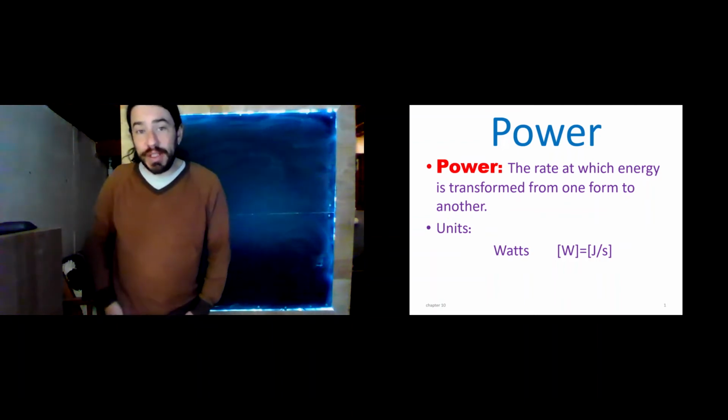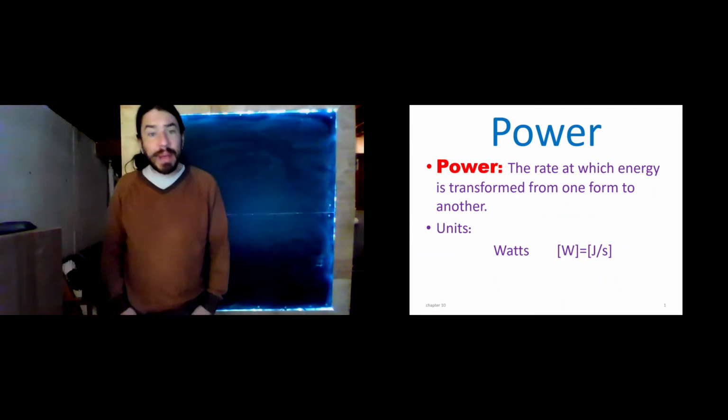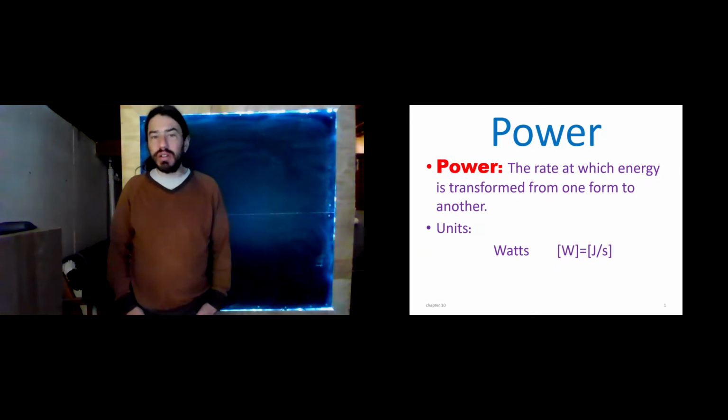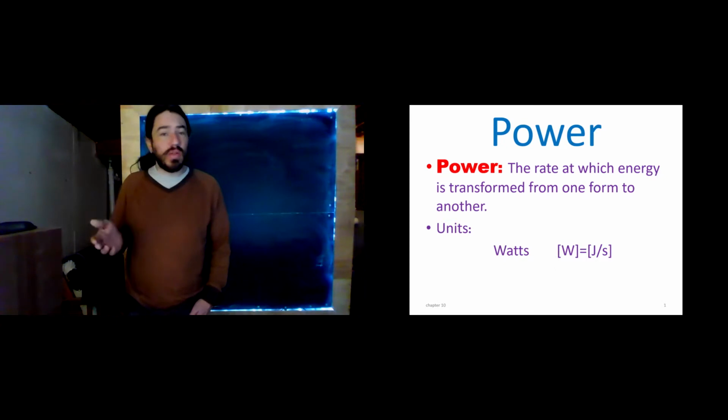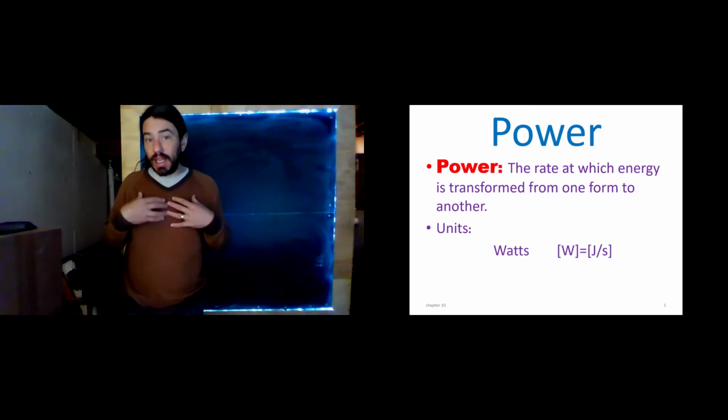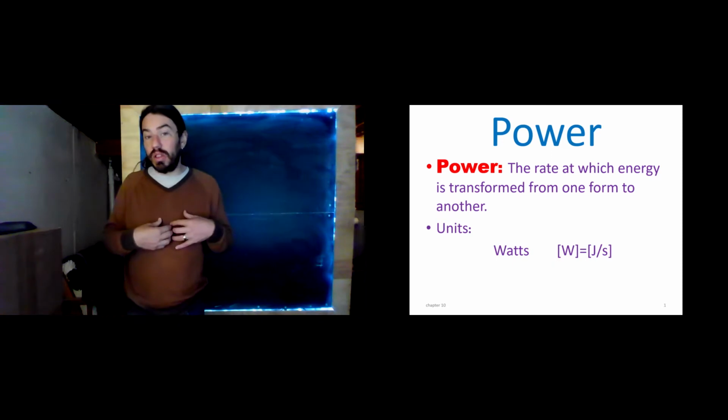The final topic for Chapter 10 is power. And power is the rate at which energy is transformed from one form into another. Remember that energy is only useful to us humans when we transform it from one form into another. For example, right now, here today, I'm teaching a physics lecture, and I'm using chemical energy in my food in order to do that.